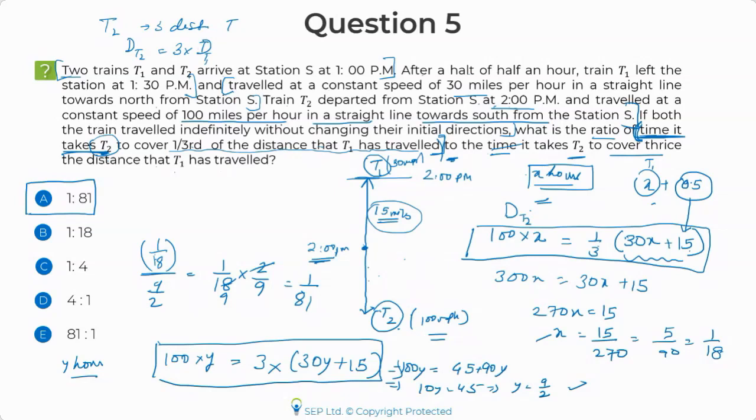And I'm not equating both the distances, I'm equating the distance based on the condition. So the second condition was thrice the distance, so I put in thrice the distance. The first condition was 1/3 of the distance, so I put 1/3 of the distance. Okay. Guys, 700 level, don't worry. These are all 700 level questions that I'm discussing.